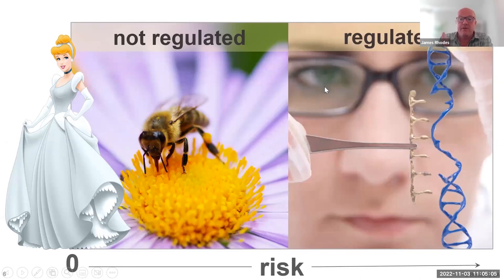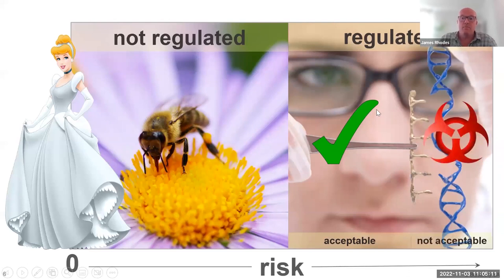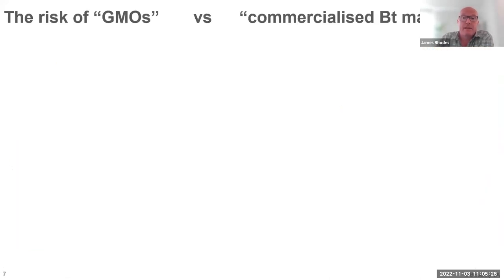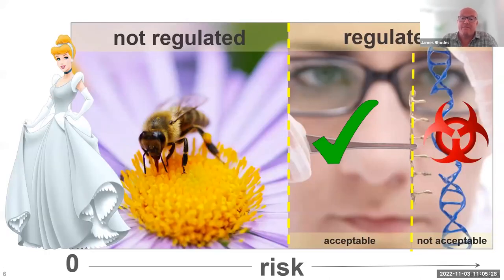Then we have a regulated area of risk. One part is acceptable, and then you have a part which is unacceptable risk. So this is where you want to be when you're working with GM crops, because GM crops are highly regulated, but you want to make sure that you're working within an acceptable level of risk. And then we need to make sure it's as safe as the conventional variety.